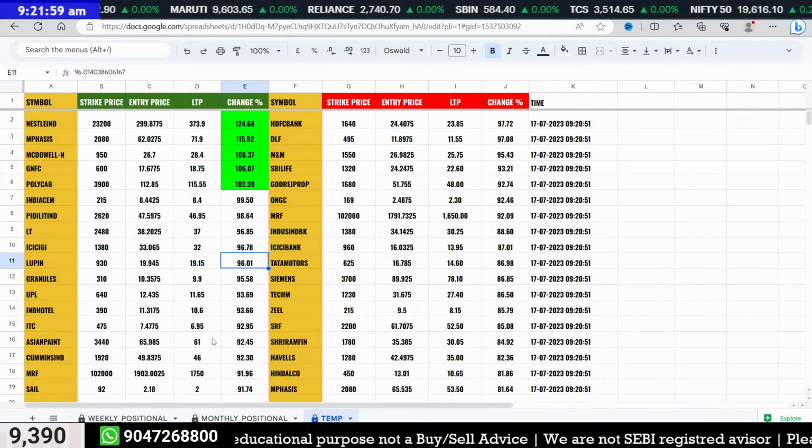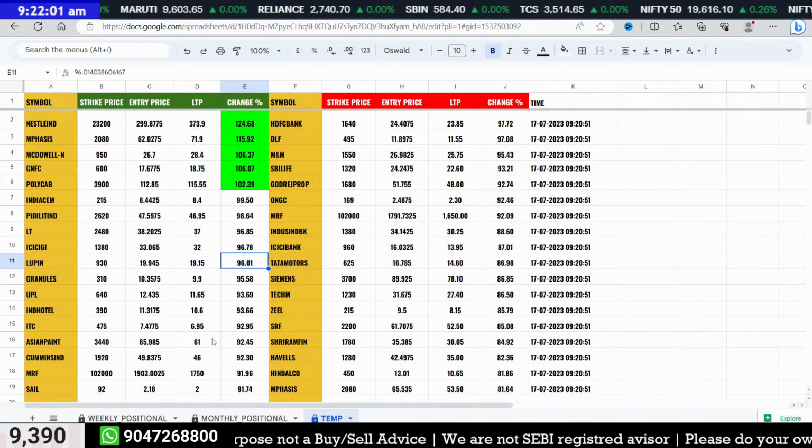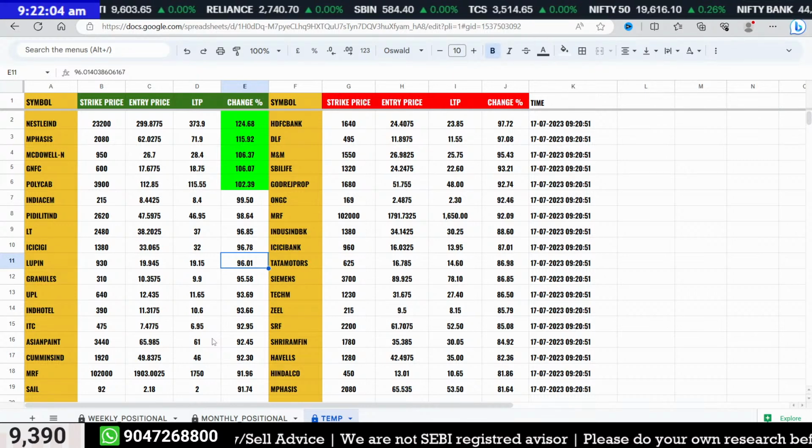L&T, India Cement, Pidilite, ICICI General Insurance, Indian Hotels, ITC are the stocks trading at the top.